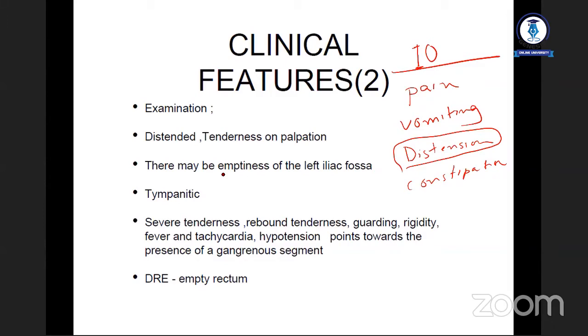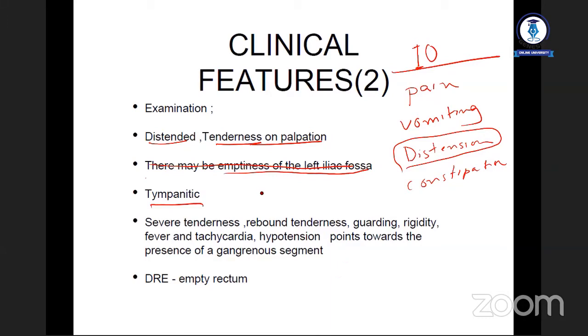There may be emptiness of the left iliac fossa. It's because the sigmoid colon, which was previously there, is not present, but it's not a very important finding, because of the distension, it's sometimes very difficult to elicit this. So it's not very important. You don't have to learn this. But distension, tenderness on palpation, these are very important findings. Tympanic on percussion.